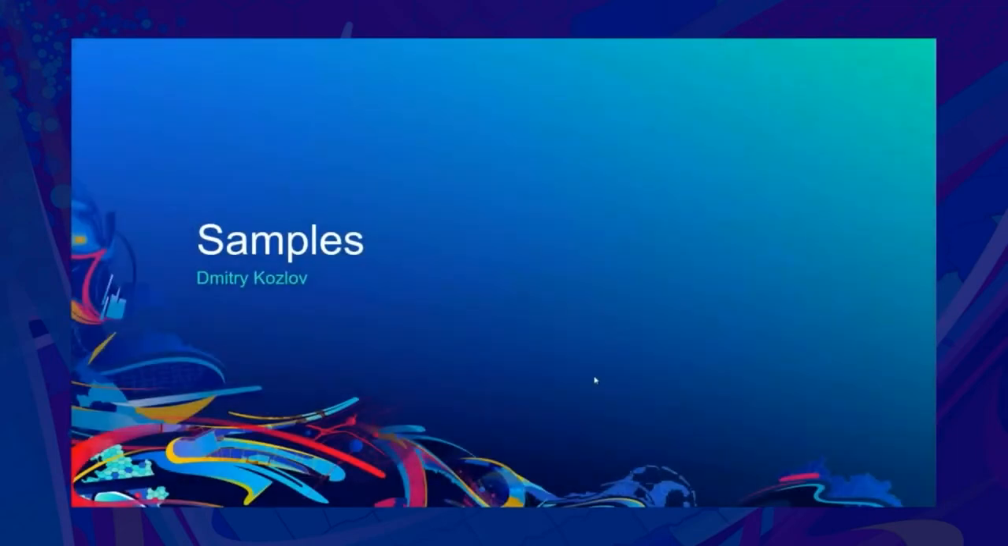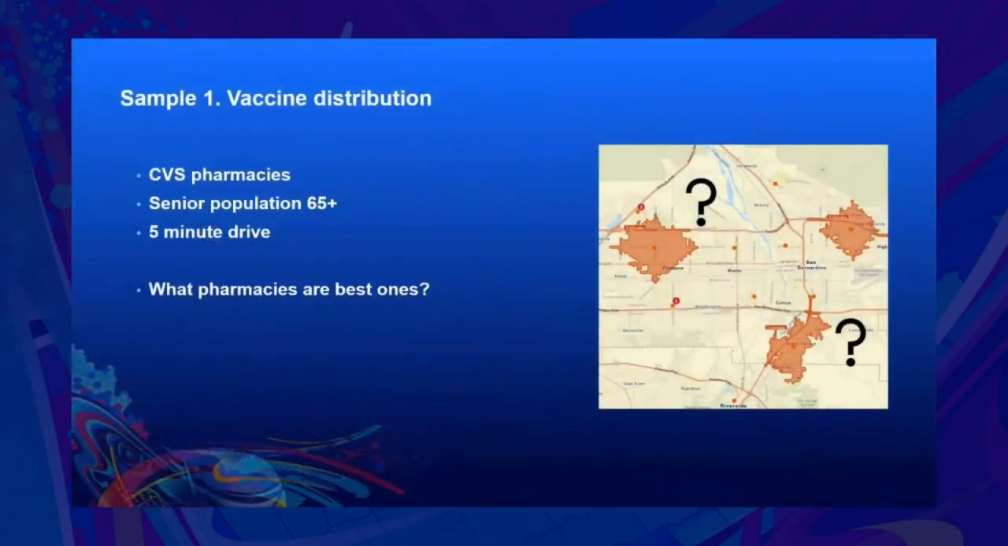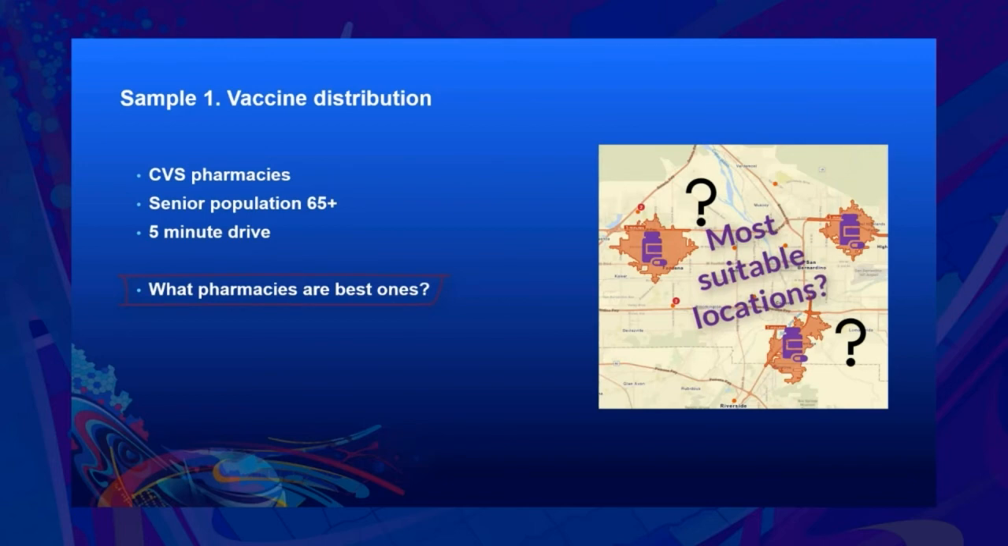Thank you, Dan. Let's take a look at how all of this works in the code samples. In the first sample, we will consider the task of massive population vaccination against COVID. Let's assume this vaccination will be done through CVS pharmacies, and we know that the first wave of this vaccination is focused on the senior population. So let's find out which CVS pharmacies are the best ones for initial vaccine distribution.